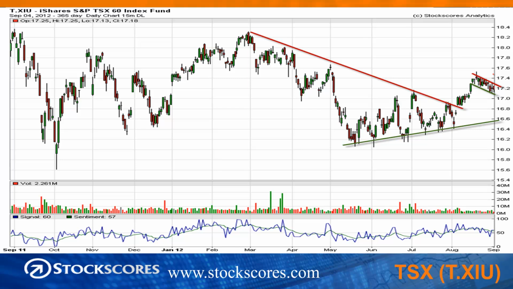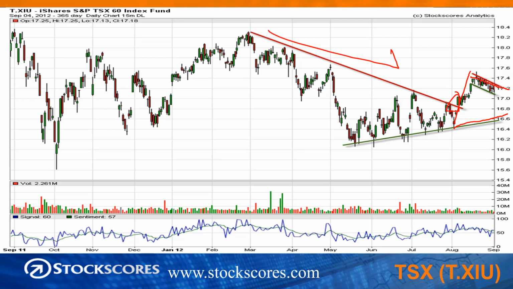Here's the chart of the TSX 60. And you can see that we broke the cycle of pessimism here earlier in August. We went up pretty quickly and are now retracing back because notice we've also run away from this trend line.